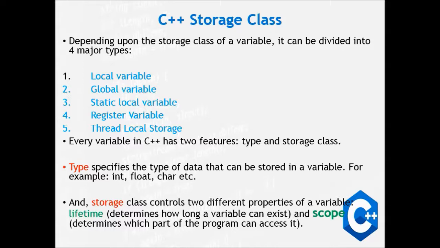Every variable in C++ has two features, type and storage class. What is a type? Type specifies the type of data that can be stored in a variable, for example int, float, char, etc. And what is a storage class? A storage class controls two different properties of a variable: its lifetime, that is how long a variable can exist, and the scope of a variable, which means which part of the program can access it.